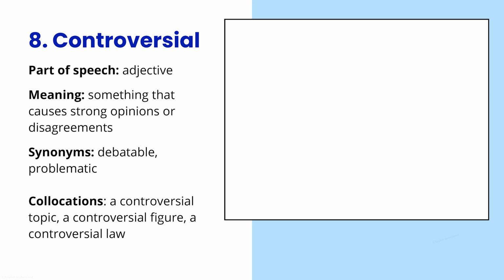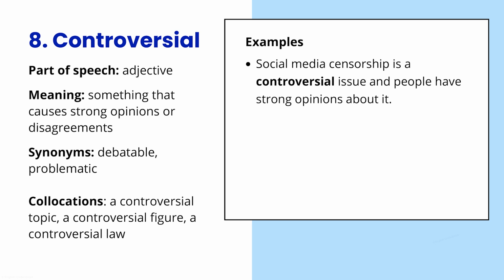So this means a topic that causes strong opinions. A controversial figure. This means a controversial person. So if someone is controversial, that means some people like him or her, and some people don't like that person. That person causes strong opinions. And finally, a controversial law. Now let's have a look at some examples.